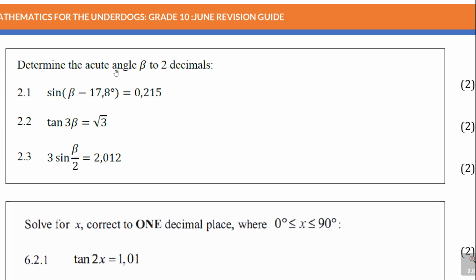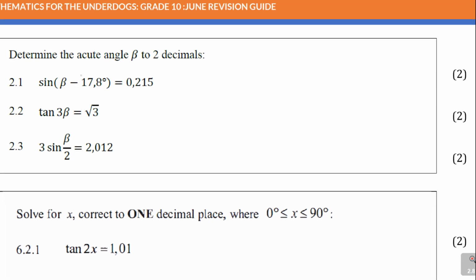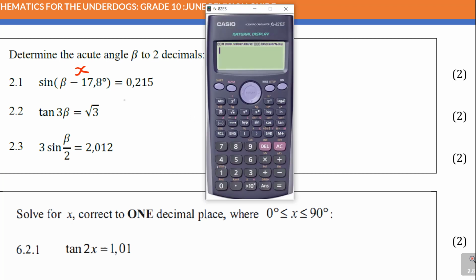Now determine the acute angle beta to 2 decimal places. Similarly, it's the same. They're just bringing it in different forms. Here, that's where I said you can let this thing be x. So what you just simply do, you say shift arc sine here. Okay, I'm gonna just work it a bit faster now. Already here, once I've got sine and I've got a decimal number, to get the angle, I just simply say shift arc sine 0,215. There's nothing else I can do here. That's how I find the angle.